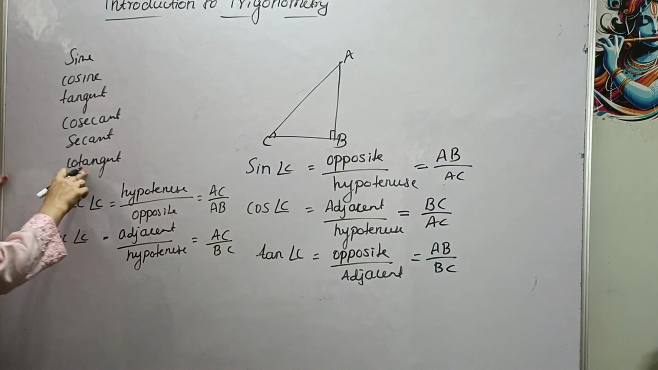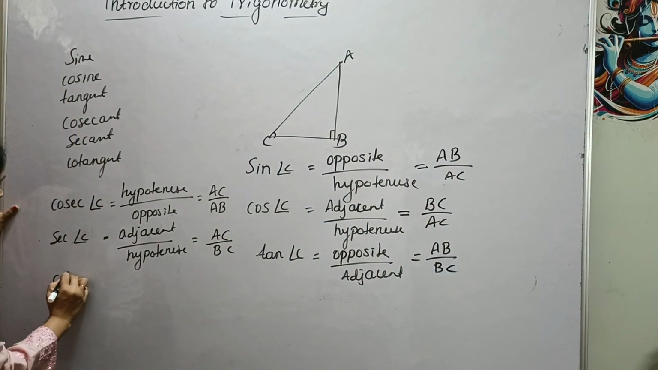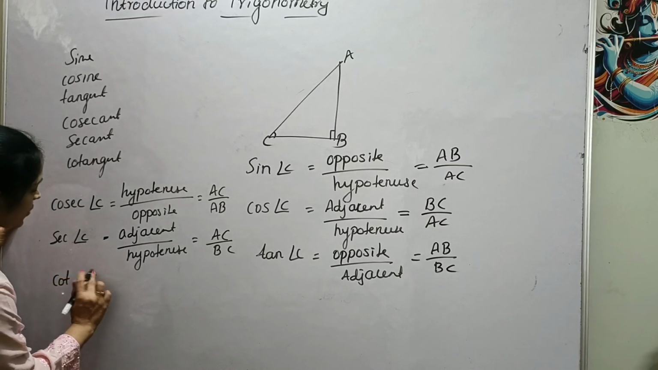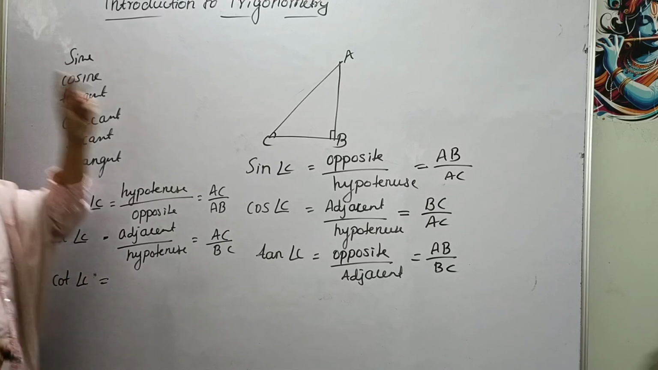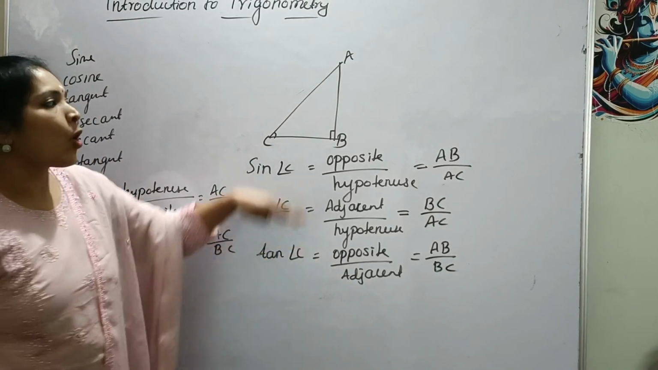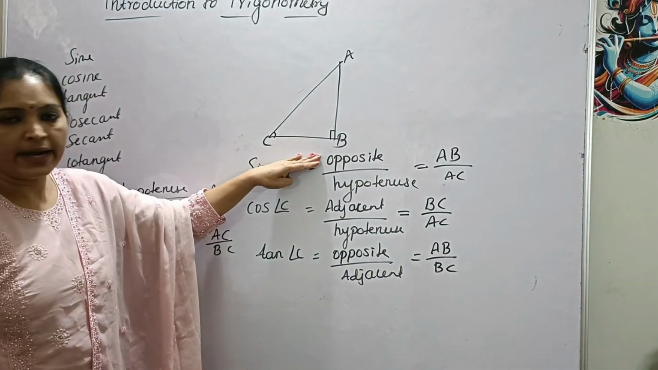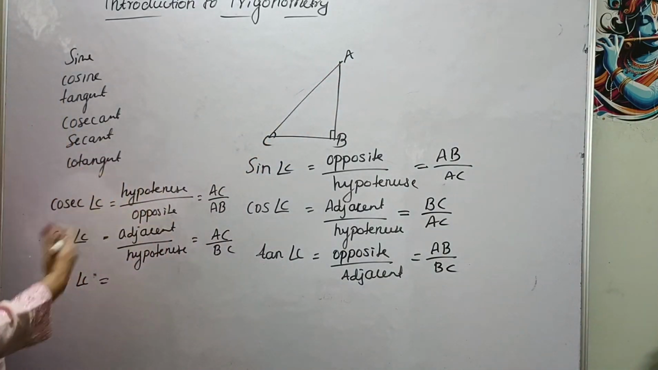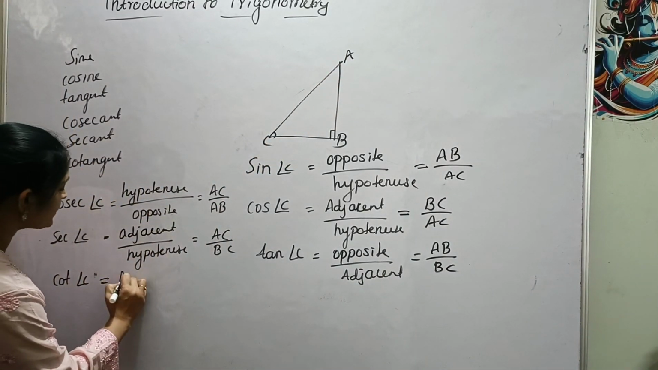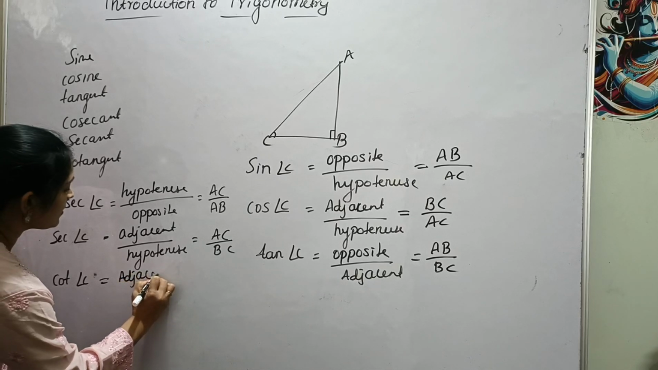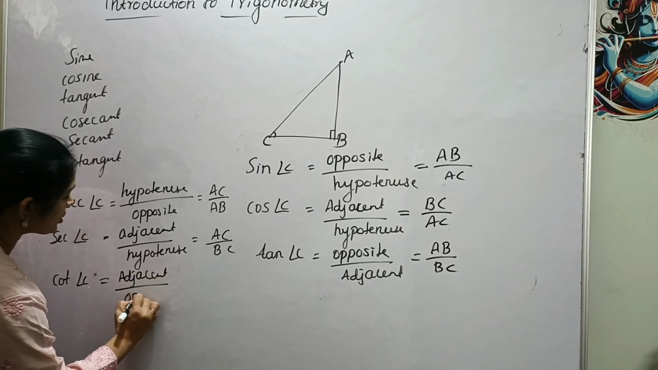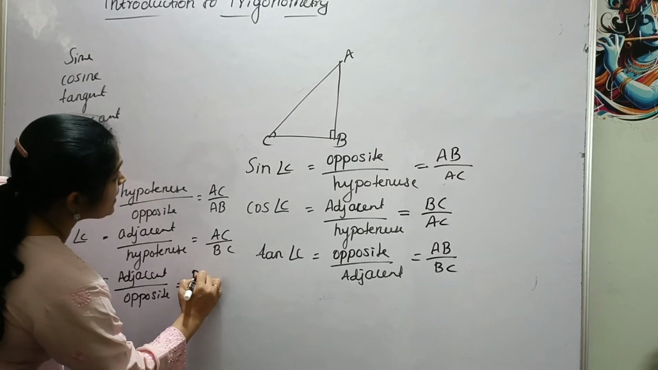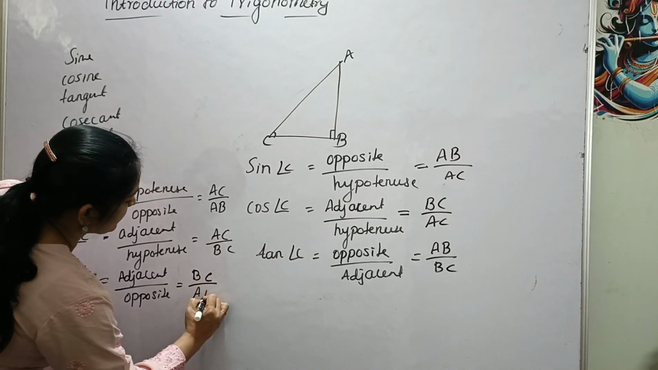Next, the last one is cotangent. Cotangent can be written as cot. Cot C is equal to, what about tan? Tan C is opposite by adjacent, right? So cot is adjacent divided by opposite side. That is BC divided by AB.